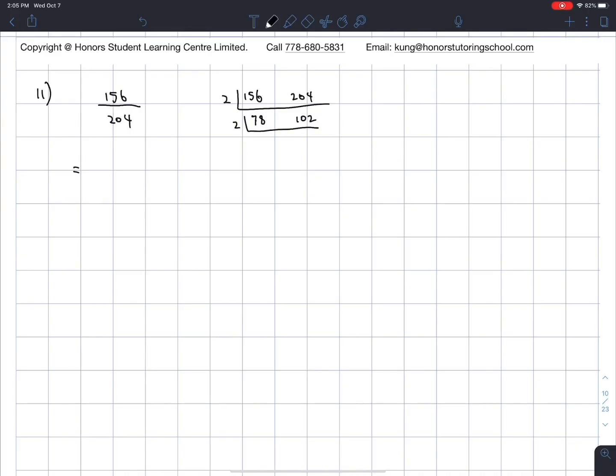I can divide both of them by 2 again. I get 39 and 51. Now I can divide both of them by 3. I get 13 and 17. 51 divided by 3: 3 times 1 is 3, 3 times 7 is 21, so 17. So this will be 13 out of 17. So I can say 13 out of 17 of the students get at least a B.